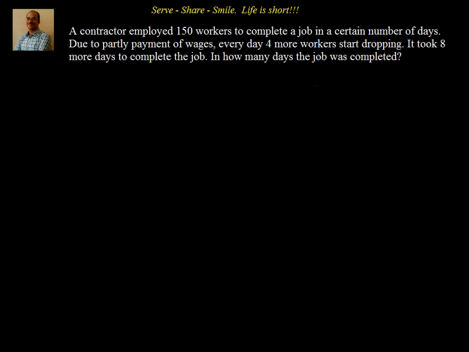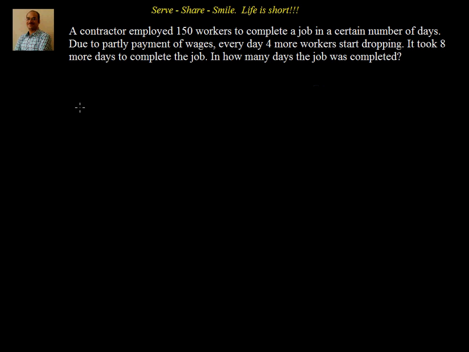So let's try to understand this. We have been told that a contractor employed 150 workers to complete the job in a certain number of days. Let us assume in this example that the efficiency of each worker is the same. All the workers have the same efficiency level, and it's taken that if you go to the work and give your attendance, that means the work is done. Whatever work you have to do, that work is done. So when the efficiencies are the same, it boils down to how many workers are working in both the scenarios.